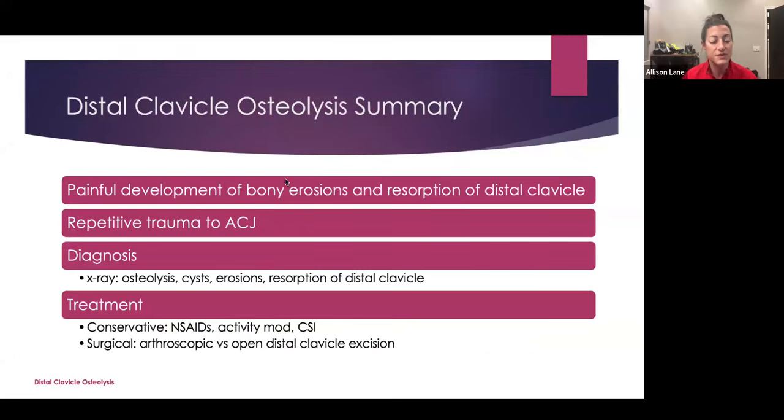So summary, painful development of bony erosions and resorption of distal clavicle, repetitive trauma to the AC joint. You're going to diagnose this usually on X-ray. And then treatment's going to be mostly conservative.